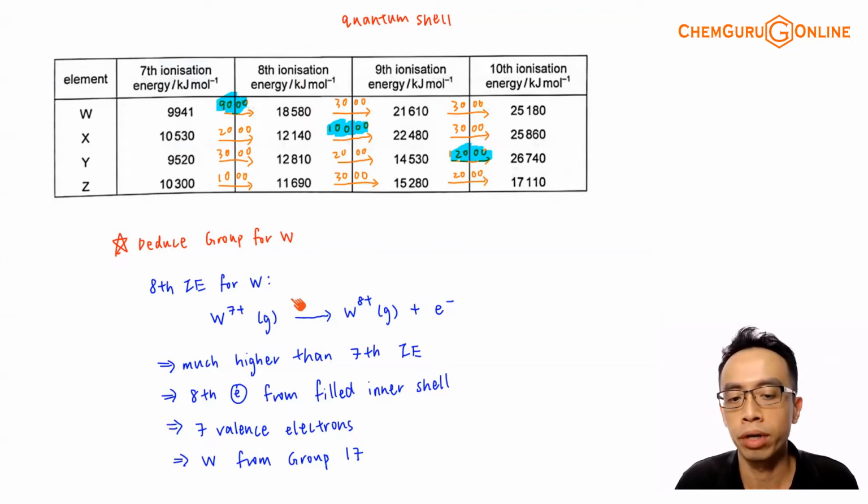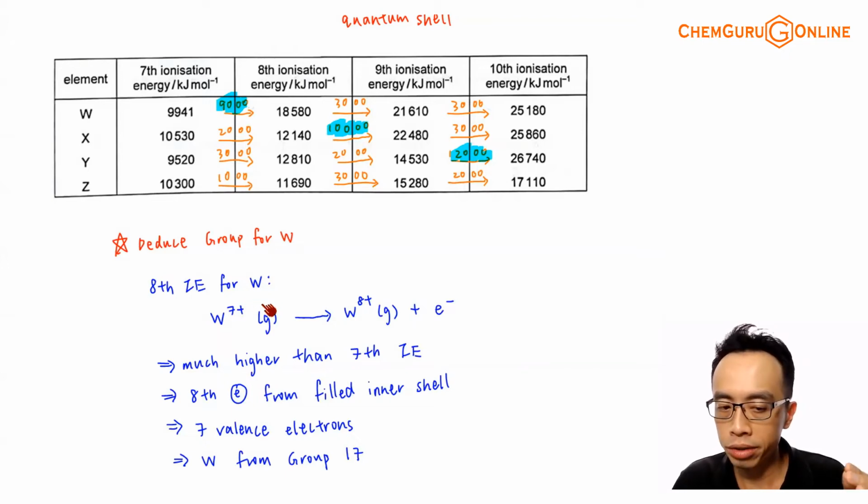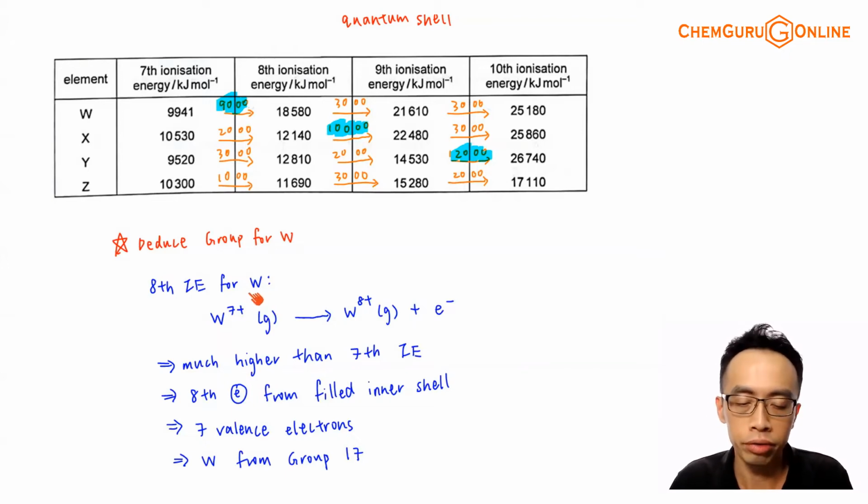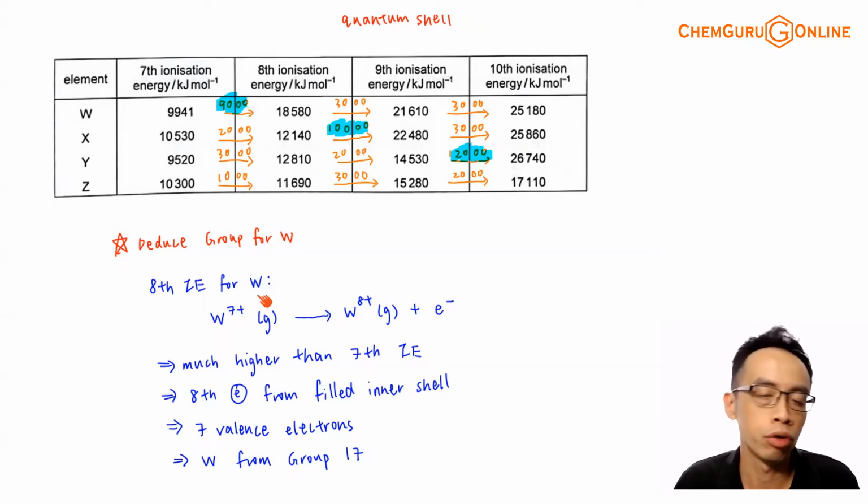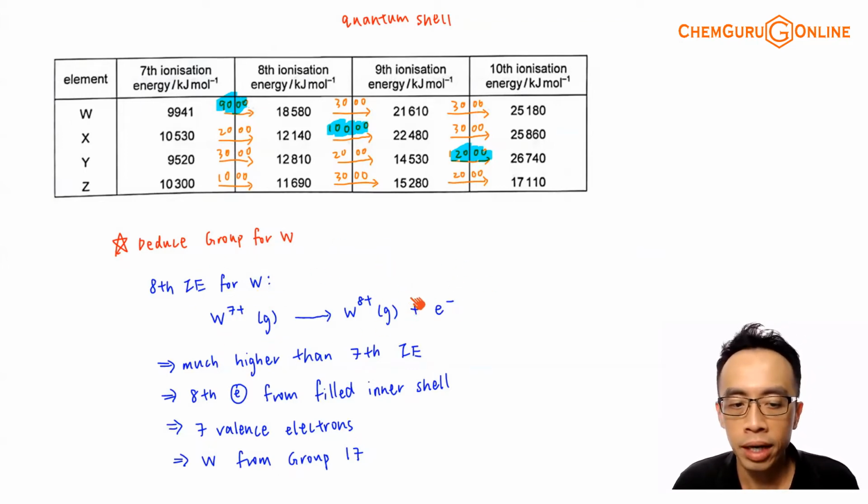Now, removing electron number 8, I'm actually basically having W7+. I've already lost 7 electrons prior to this, and I'm trying to remove electron number 8. So this equation will represent the 8th ionization energy for W. And you notice this 8th IE is significantly larger than the 7th IE. So what does it mean? Why is it significantly harder for me to remove electron number 8?